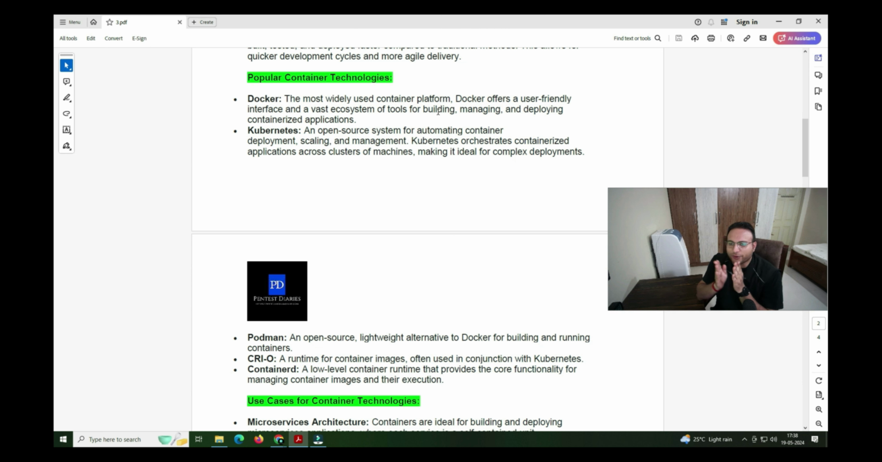So just for automating the container deployment, like if we wanted 100 containers to get deployed, we can do that with Kubernetes in an automated way. For the complex deployment itself, we can utilize Kubernetes. So that was the purpose of it.